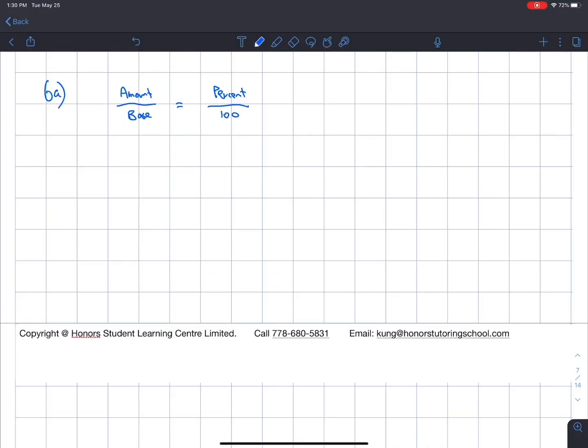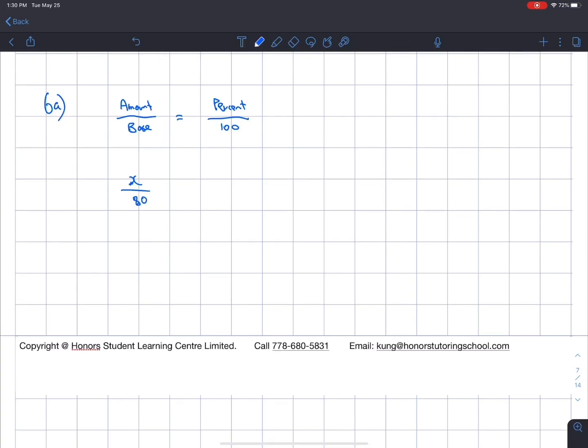So in 6a, what is 38%? So x is the amount. That's because they say "what," which means that's x. And then it's "of" the base. That's why the base is 80. x over 80 equals 38% over 100. And now we just need to cross multiply. So x times 100 equals 38 times 80.